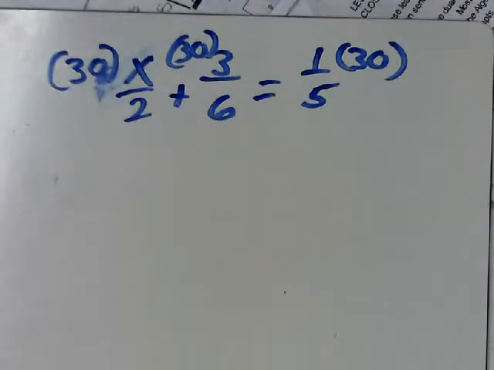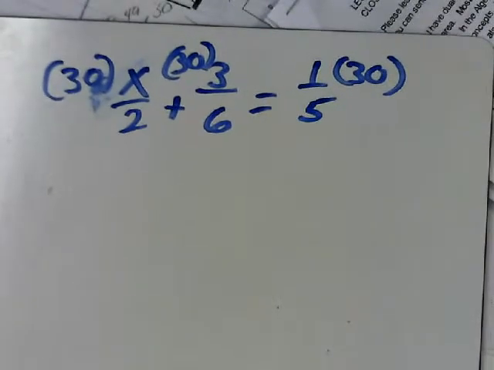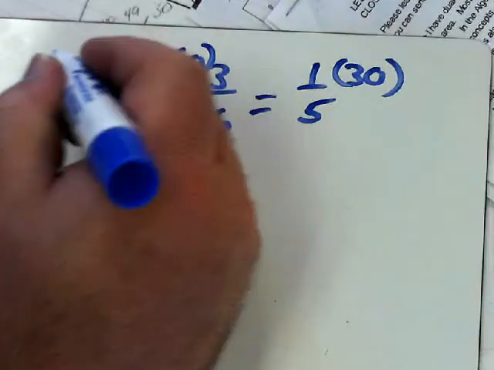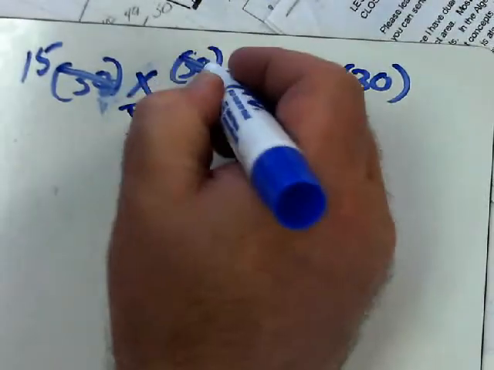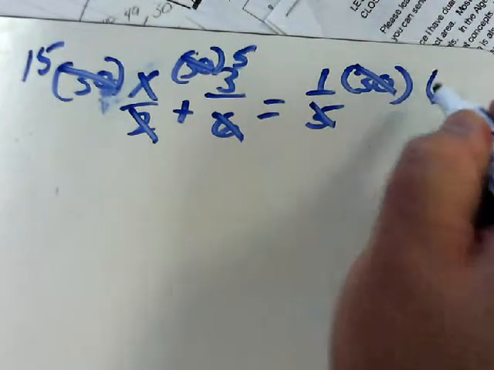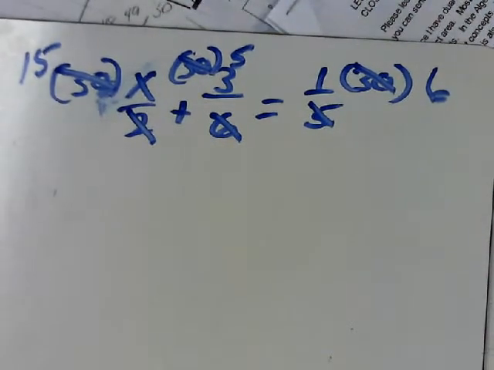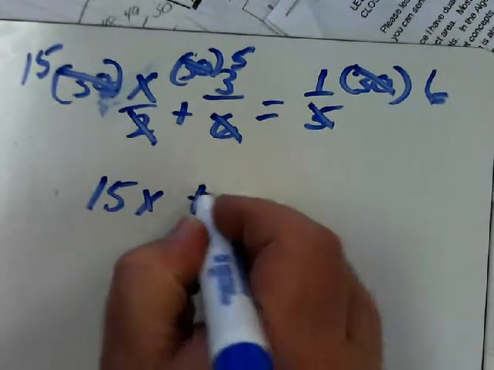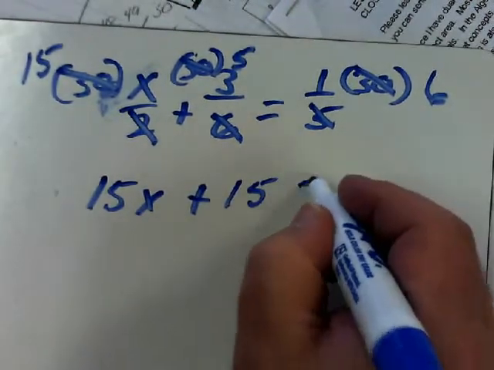Why can't you just take 2 times 15 and 6 times 5 and 5 times 6? That equals 30. That's the common between all. 2 times 15, 5 times what? 6, because those always equal 6. So if I got rid of the denominators, I'd have 15x plus 15 equals 6.